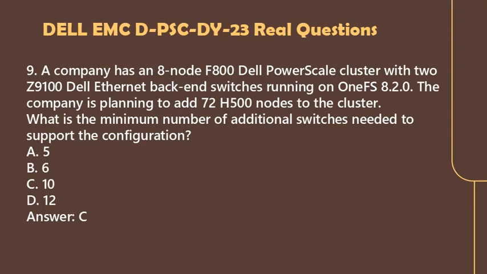9. A company has an 8-node F800 Dell PowerScale cluster with two Z9100 Dell Ethernet backend switches running OneFS 8.2.0. The company is planning to add 72 H500 nodes to the cluster. What is the minimum number of additional switches needed to support the configuration? A. 5. B. 6. C. 10. D. 12. Answer: C.